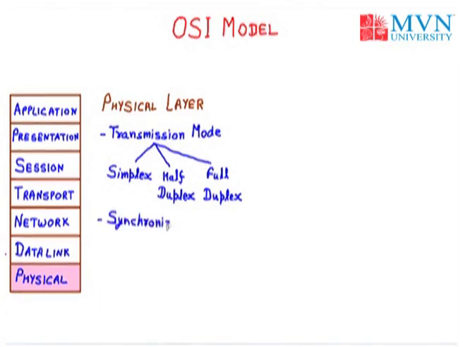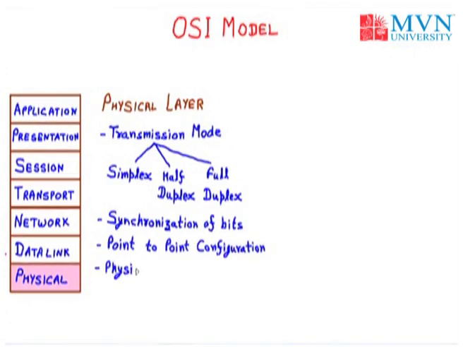Now the second function of the physical layer is the synchronization of bits. The third is the point-to-point configuration or line configuration. Fourth, it provides the physical topology to the connection. So we have various physical topologies such as mesh, star, bus, ring, and many more. That means it also provides how to communicate with any other media and how to connect with the help of the topologies. It is also used for encoding and representation of bits. Basically the physical layer works on the bit stream.